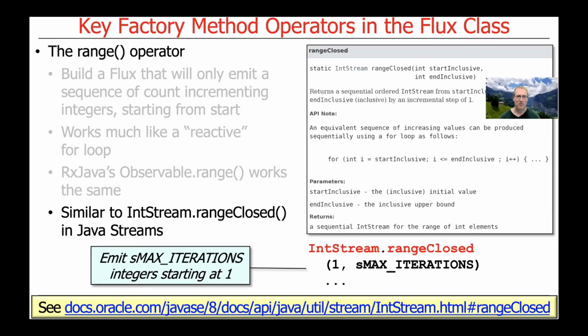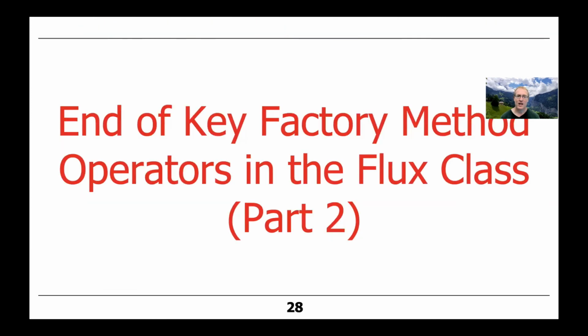Both these methods from the reactive streams frameworks are very similar to the Stream rangeClosed method. Here we can emit sMaxIterations integers starting at 1 by using rangeClosed with IntStream. So again, very similar concepts across the different frameworks that we have for modern Java. That's the end of our discussion of another round of factory method operators. You can see that we have quite an assortment at this point. We've talked about 7 different factory method operators, and we'll get a chance to explore how they get used shortly.